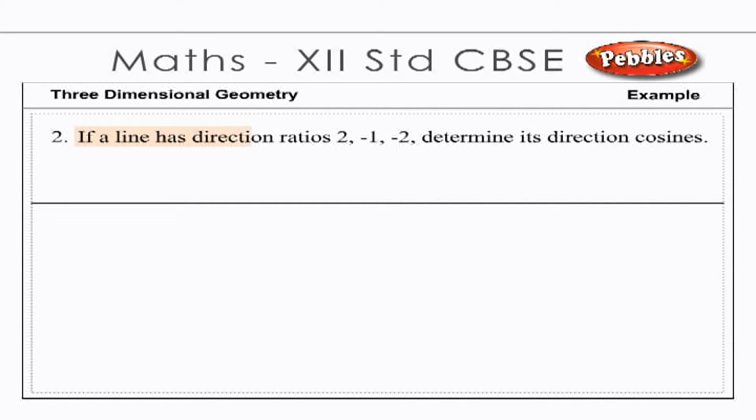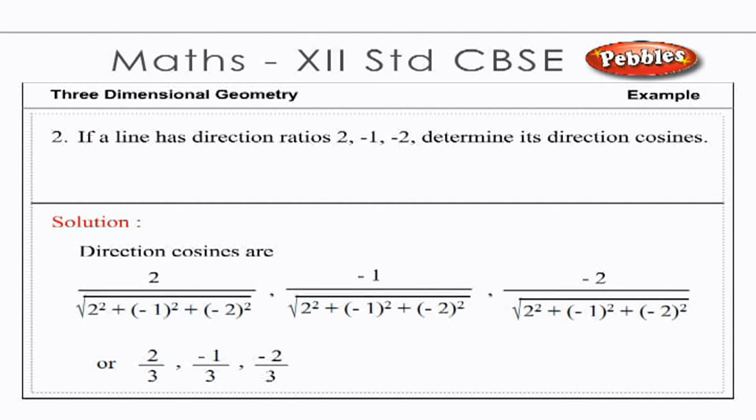If a line has direction ratios 2, minus 1, minus 2, determine its direction cosines. Solution. Direction cosines are 2 by root of 2 square plus minus 1 whole square plus minus 2 whole square, minus 1 by root of 2 square plus minus 1 whole square plus minus 2 whole square, minus 2 by root of 2 square plus minus 1 whole square plus minus 2 whole square, or 2 by 3, minus 1 by 3, minus 2 by 3.